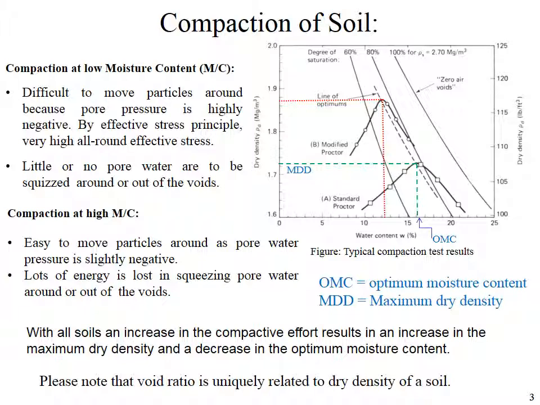With all soils, an increase in the compactive effort results in an increase in the maximum dry density and a decrease in the optimum moisture content. Please note, the void ratio is uniquely related to dry density of soils. In this figure, this is the line of optimums and this is the degree of saturation, and this is the line for degree of saturation of 60%. This is the saturation 80%. Here this is the 100% saturation line for density of soil 2.70 megagram per meter cube.